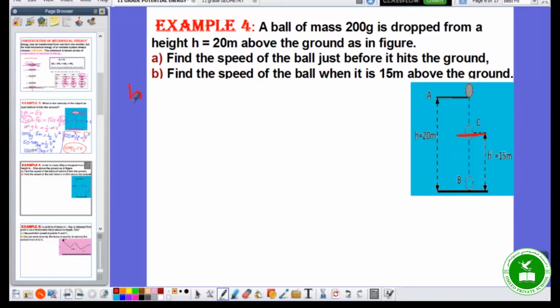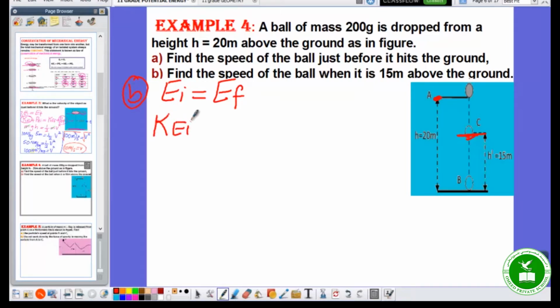Again, initial energy should be equal to final energy. Okay, initial energy means energy at this point. Final energy means energy at C. Okay?